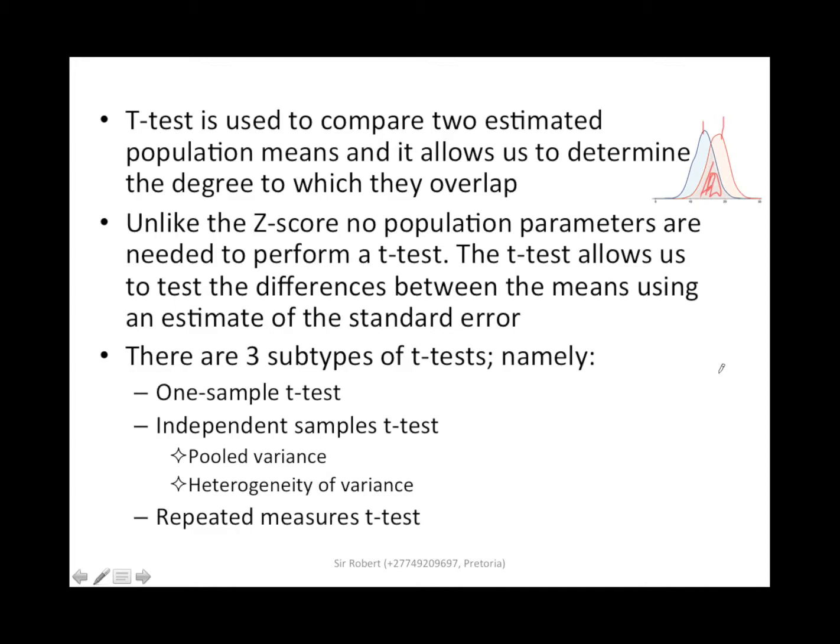Unlike the z-score, no population parameters are needed to perform a t-test. The t-test allows us to test the differences between the means using an estimate called the estimate of the standard error. There are 3 types of t-tests, namely one sample t-test, then independent t-test. Under independent t-test, there are 2 types: the one which uses pooled variance and heterogeneity of variance. Then there is the repeated t-test.